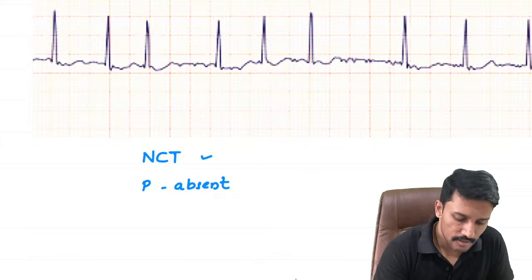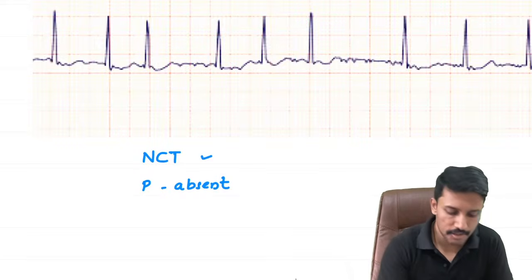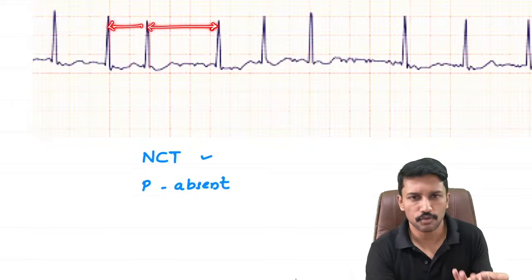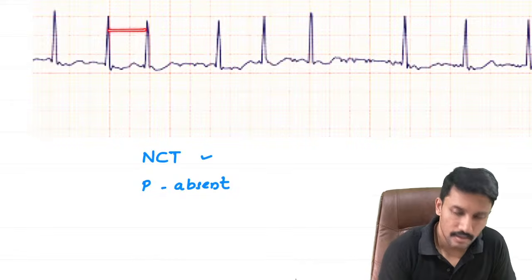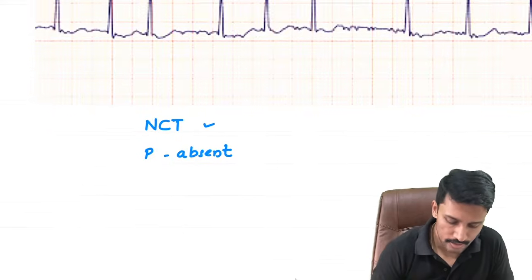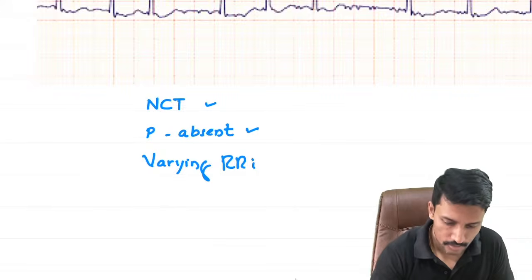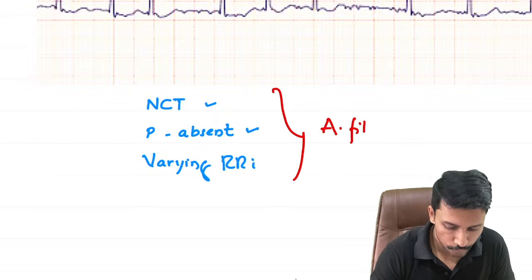If it is PSVT, the RR interval remains constant. But in case of atrial fibrillation, the RR interval keeps varying. So here, is it constant or varying? Of course, it is varying, right? It is too large here. It is relatively small. So we have a varying RR interval, and that makes the diagnosis of this ECG atrial fibrillation.